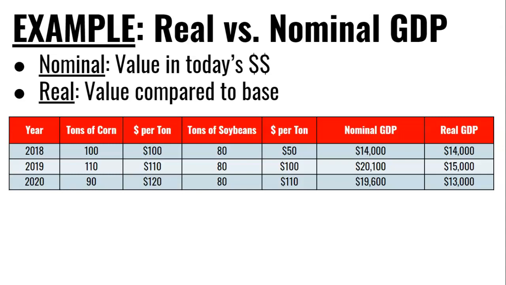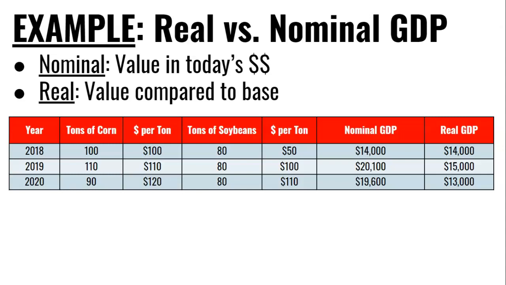So in reality, our economy is shrinking, and that's bad. So what we want to do is look at real GDP. Let's use 2018 as a base and see how much our production in 2019 would have been worth if we had produced this amount in 2018. So I would say 110 tons of corn times the $100 price in 2018, and 80 tons of soybeans at the $50 price in 2018. Multiply and add those together, and I find my real GDP is $15,000.